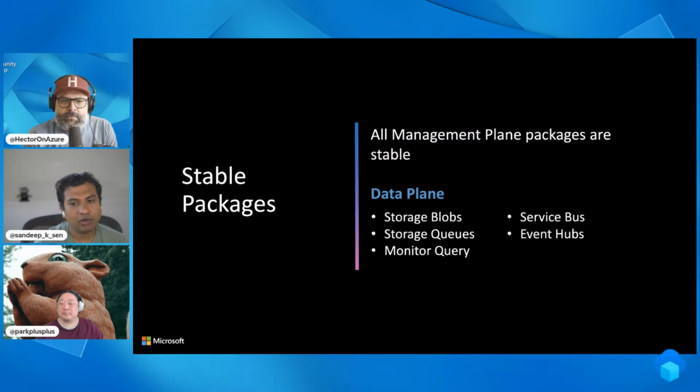So the good news is all management plane packages are stable. Any resource or any service which we have in Azure is already available as a stable management plane package. You can use it and create resources. For data plane though, we are very selective. So we have these 5 packages which are released, and we have Key Vault and App Config in the pipeline. And in a couple of months, you'll also see our first beta version of the Azure OpenAI for Go library. So stay tuned for that.